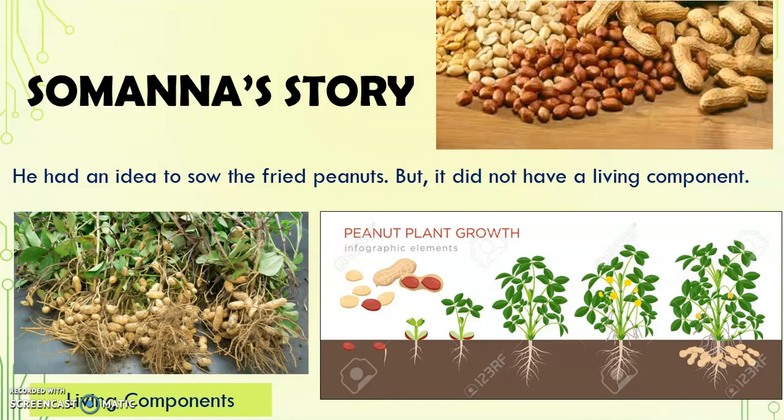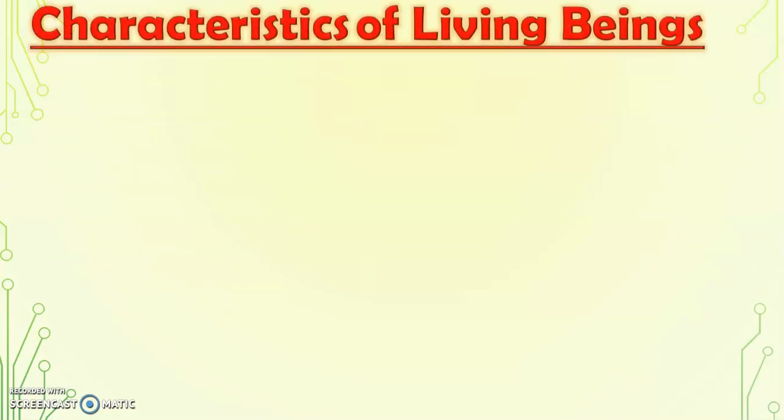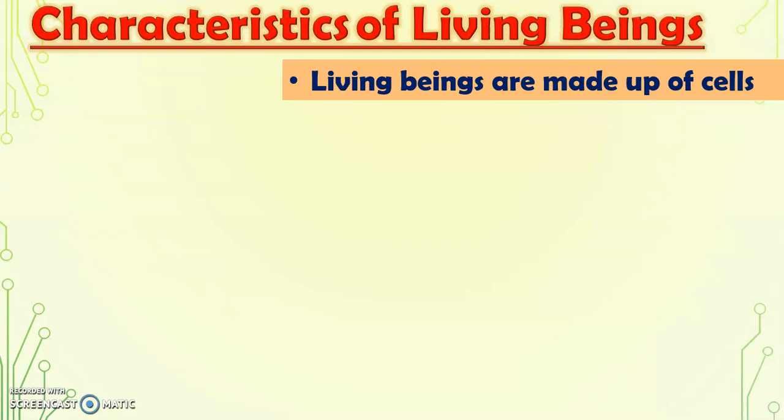Now let us learn what constitute the living components in a living being. We have for this the characteristics of the living beings. First, we should know about this. What are the characteristics of a living being? How do we know that these are living beings? Living beings are made up of cells.